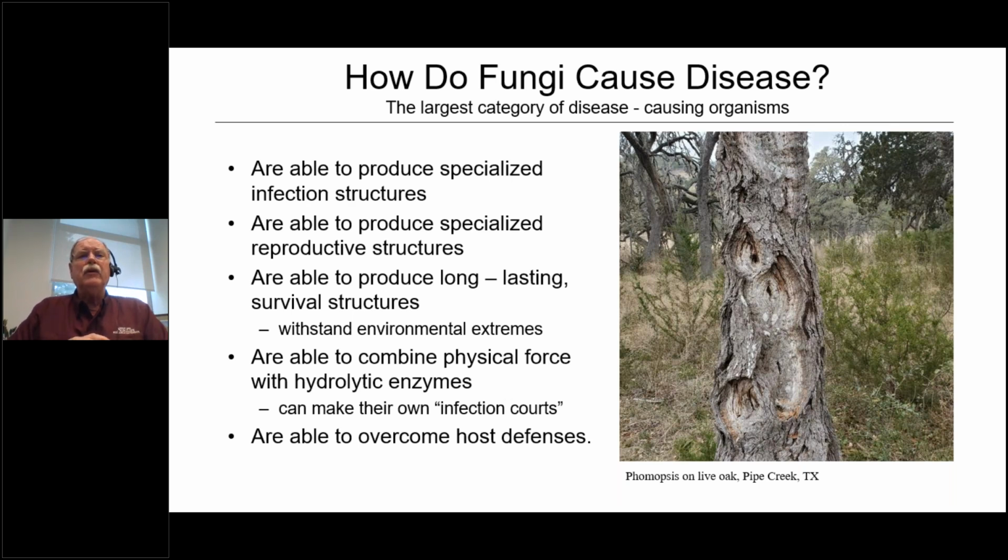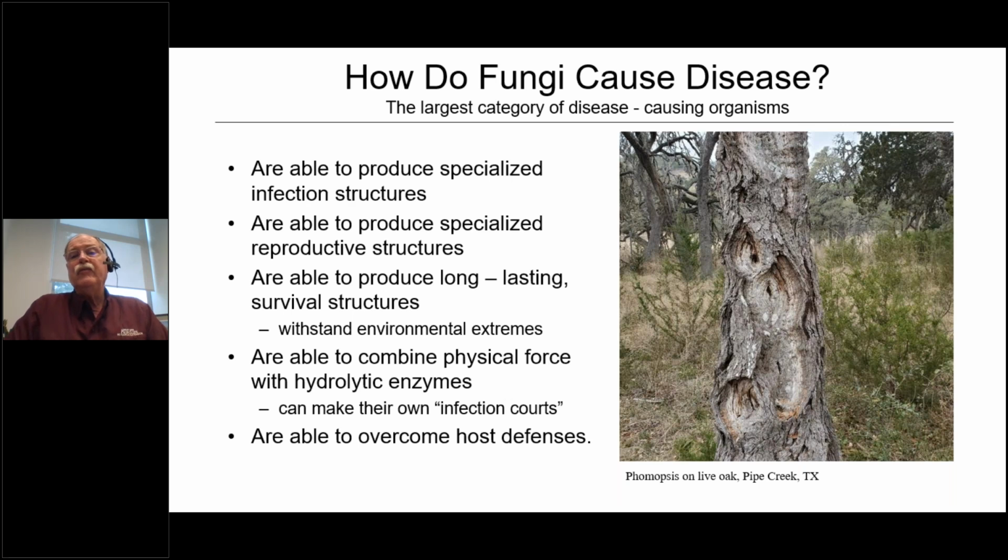Now, I'm going to repeat a little bit here today, but I have modified the slides. And the first thing we're going to talk about are fungi. And this is the largest category of plant disease-causing organisms, not just with trees, but with all plants. And I've got a nice image of a typical fungal pathogen on the right here, Phomopsis canker on live oak. This is what we call a target canker.